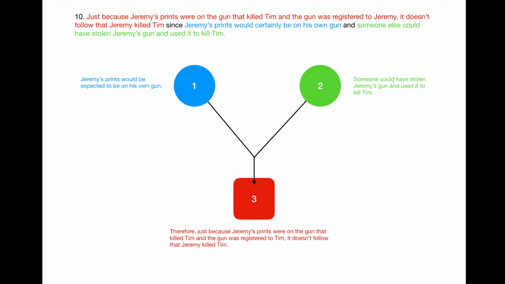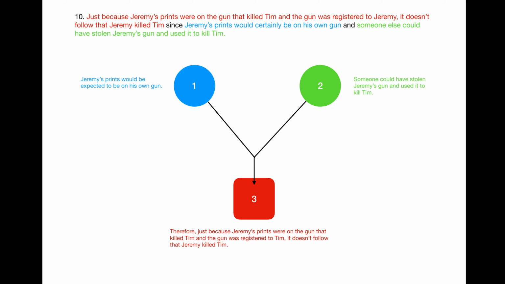Just because Jeremy's prints were on the gun that killed Tim, and the gun was registered to Jeremy, it doesn't follow that Jeremy killed Tim. Since Jeremy's prints would certainly be on his own gun, and someone else could have stolen Jeremy's gun and used it to kill him. So, our conclusion is at the beginning, right? So, therefore, just because Jeremy's prints were on the gun that killed Tim and the gun was registered to Jeremy, it doesn't follow that Jeremy killed him.